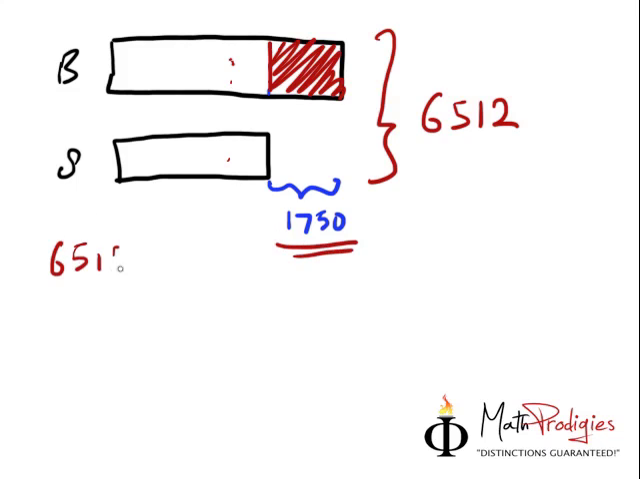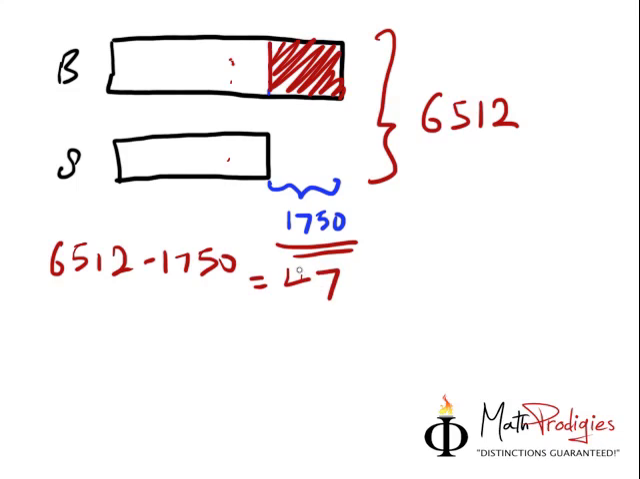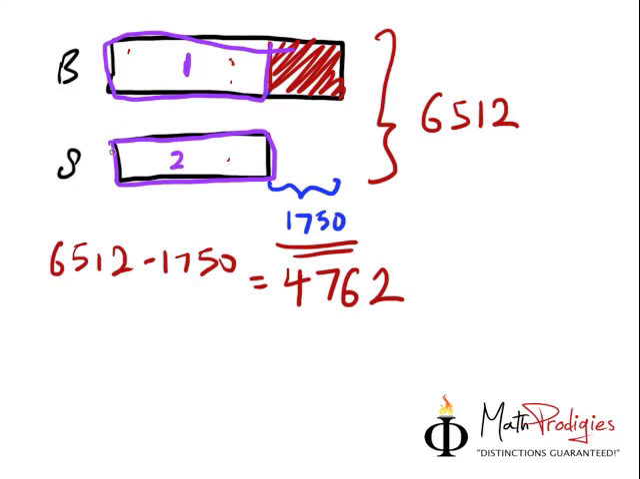So we take 6512 minus 1750. And what do we get? Take out my handy dandy calculator, minus 1750, and we will get the answer of 4762. Which means that this one, I'm just going to use a different color, this one unit over here, and these two units over here, they are equal, right? Number 1 and number 2 are the same, and they both equal 4762.